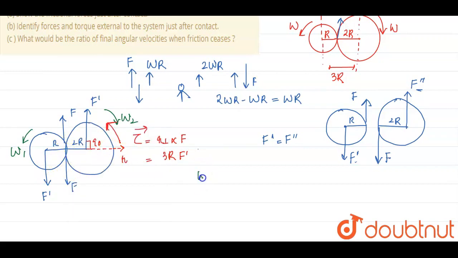So we conclude that omega 1 r, that is the velocity of the first drum, has to be equal to omega 2 times 2r. Only then friction would cease. From this we conclude that the ratio of omega 1 by omega 2 is equal to 2. So this is the ratio of angular velocities when friction ceases to exist.